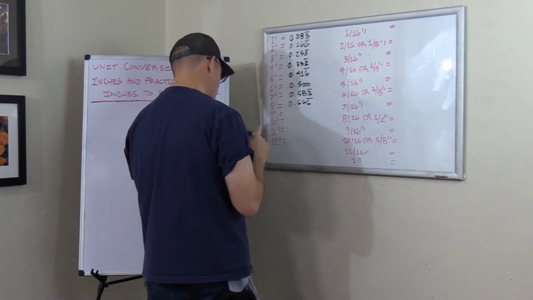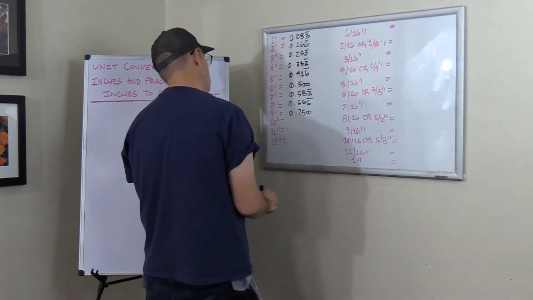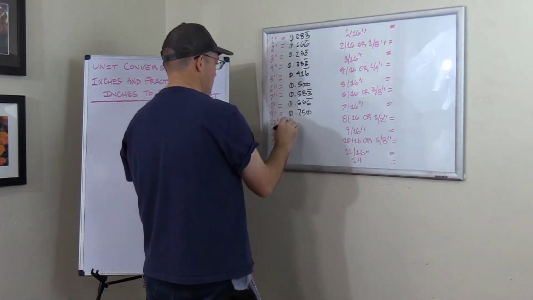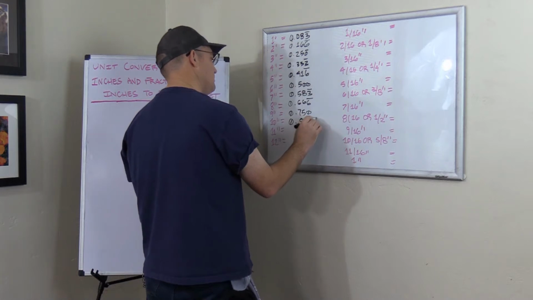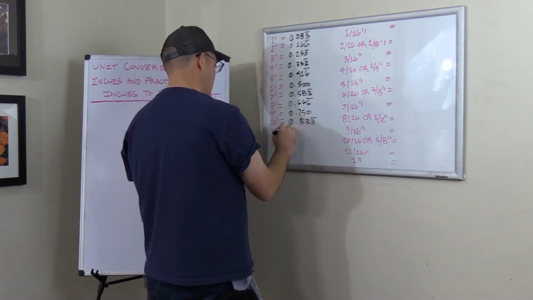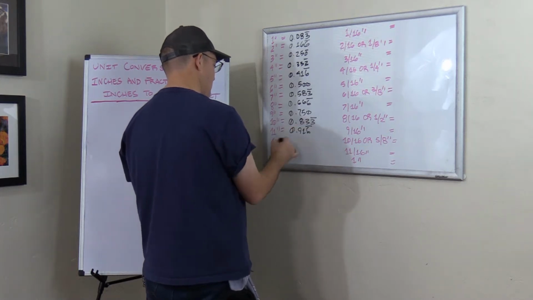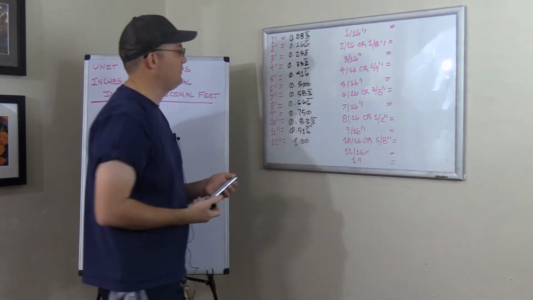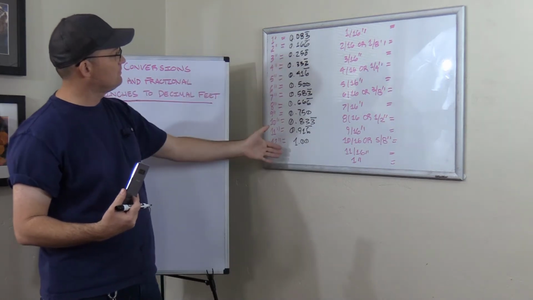Okay, 9 divided by 12 is going to be 3/4, so 0.750. 10 inches divided by 12 is going to be 0.833. And then 11 divided by 12 is going to be 0.916. And of course 12 inches is just one decimal foot. So there's all the values, inches to decimal feet.